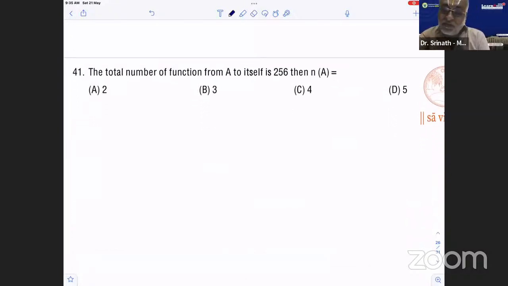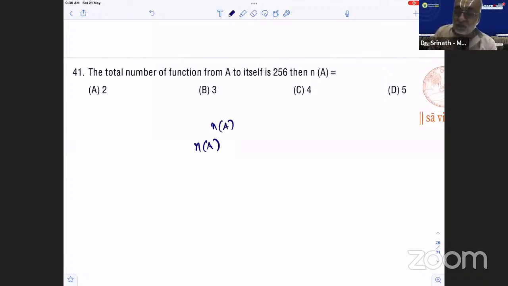The total number of functions from A to itself is 2 to the power of 56. Then n of A, the number of functions from A to A, means it will be n of A to the power of n of A. This is equal to 2 to the power of 56. So that means n to the power of n is 256. What is that n you can think of, please? Anybody who can give the answer? Quick.